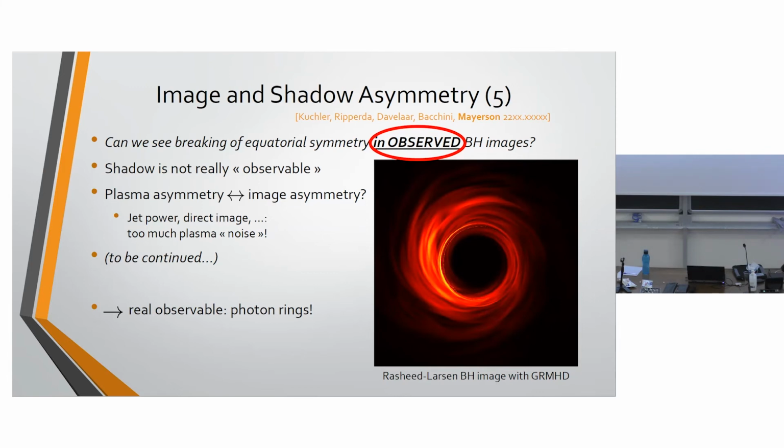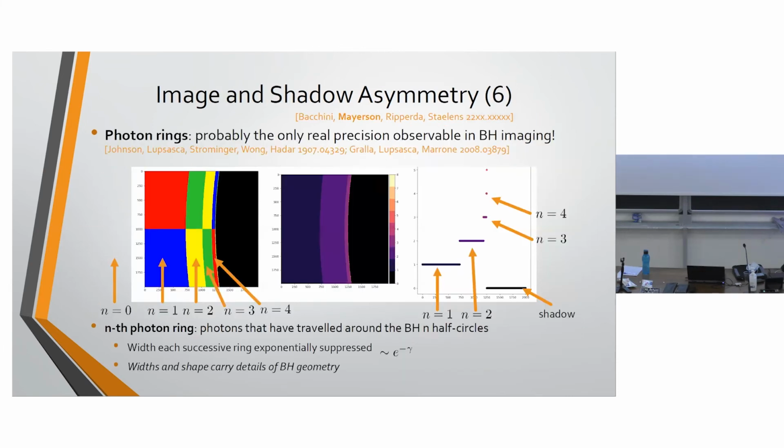And so what you can see theoretically is that as you approach the shadow, you go to higher and higher n in your photon ring. The photons travel around more and more times before they escape. And these really encode a lot of information on the geometry. If you zoom in, this is again a 4-color screen. If you zoom into photon rings, here you have the shadow, and then here you start seeing the different rings.